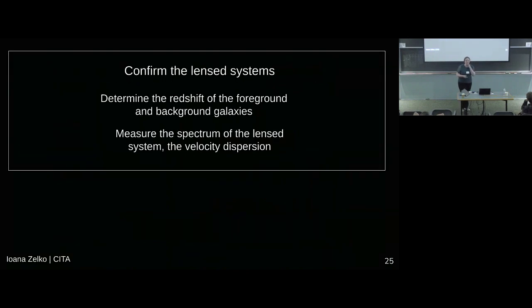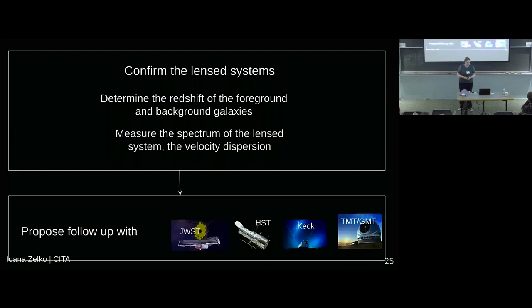So the path here is to basically confirm the lens systems by determining the redshift and identifying that there's a foreground and a background galaxy involved in the system, and then by measuring the spectrum of the actual lensed images. And then propose follow-up with very precise measurements, like either JWST, HST, or from the ground.